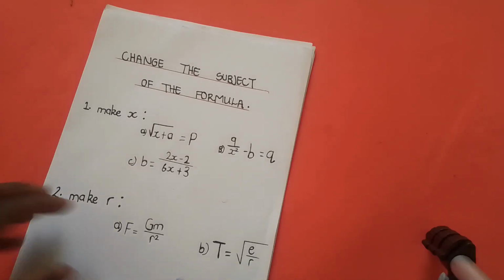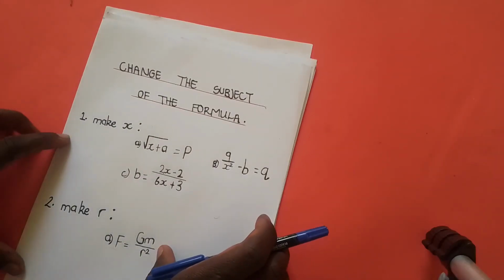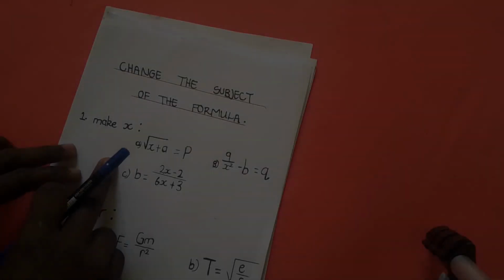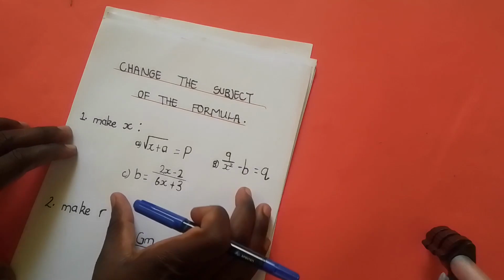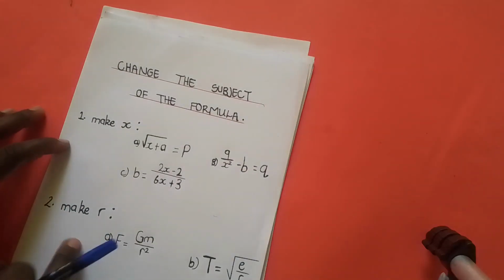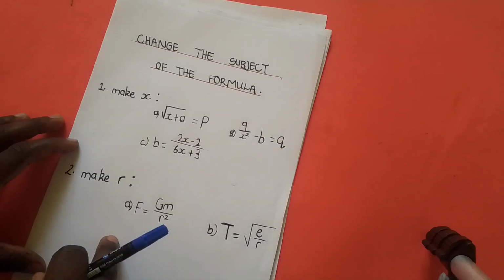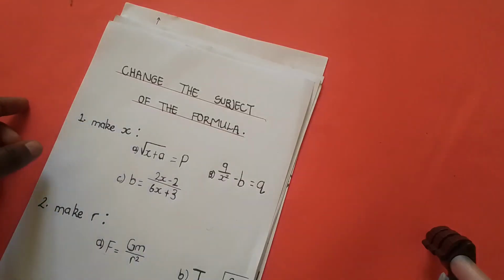This is the tutorial on changing the subject of the formula. Okay, so this is a very simple mathematics concept. We're going to start with number 1, whereby we'll be making x the subject of the formula in these expressions. After that, we'll move on to number 2, and we'll make r the subject of the formula in these two expressions. Okay, so let's start with a.